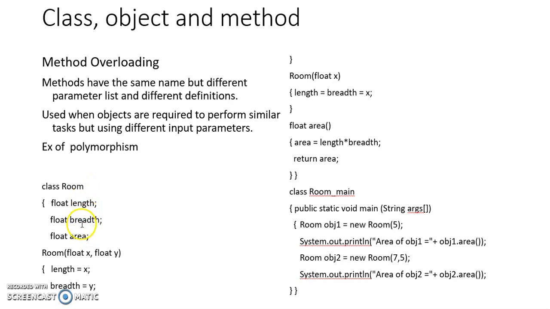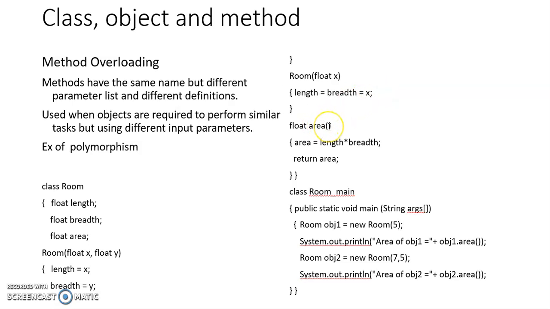three variables: length, breadth, and area. You have a constructor with float x and float y, and x and y will be respectively given to length and breadth. And you have another constructor over here, Room float x, which has got only one argument. Basically, it refers to the fact that this length and breadth will be initialized with the value x.